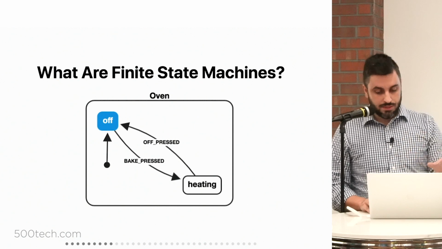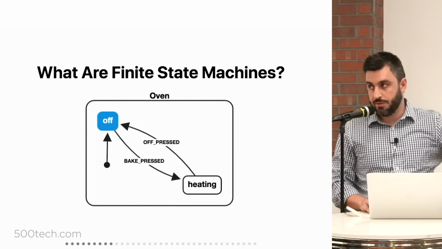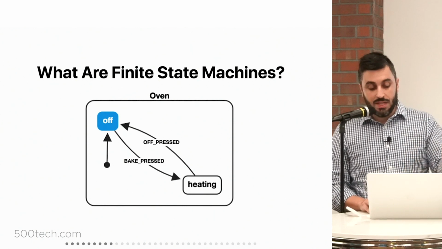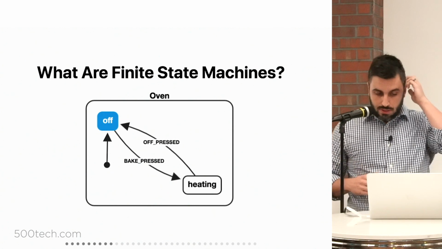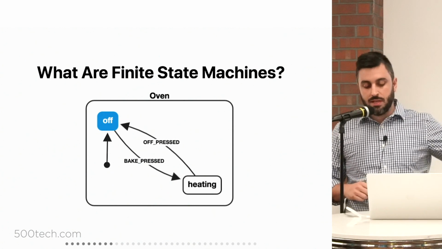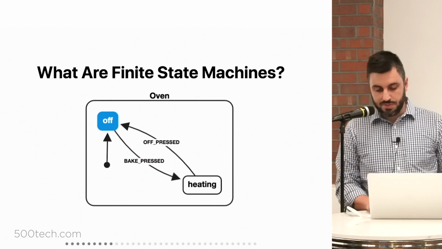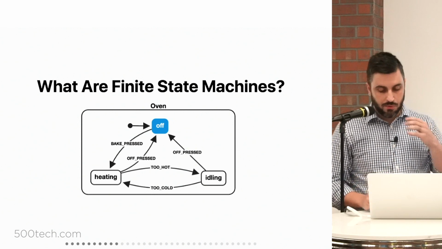So we have these 2 states. We have an initial state; that arrow over there is pointing to the initial state. We have 2 events, bake pressed and off pressed. These events trigger state changes. Whenever bake is pressed, I go to the heating state. Whenever off is pressed, I go back to off. Super simple. We can make it as complicated as we want.